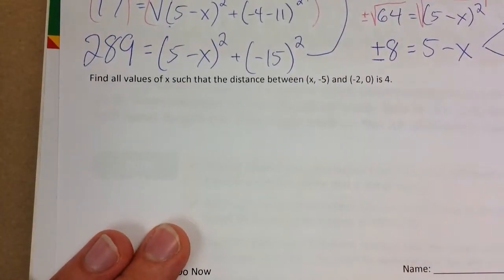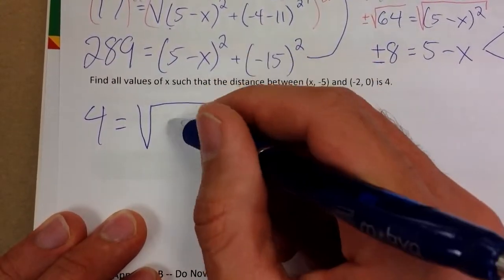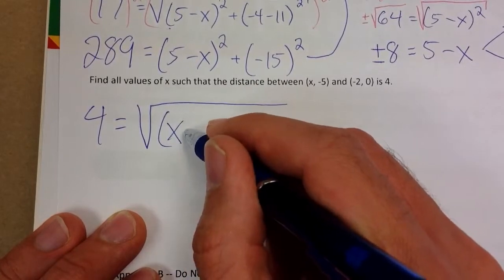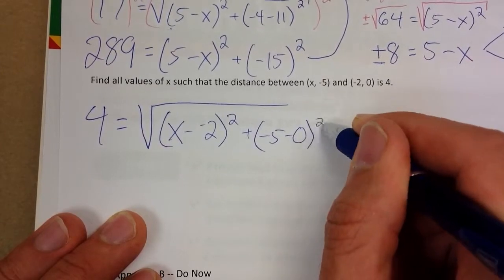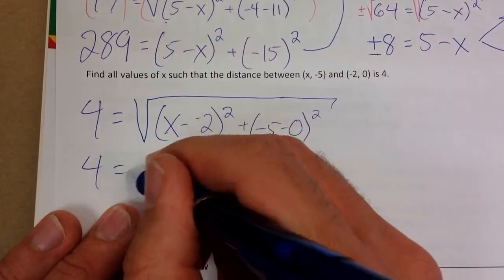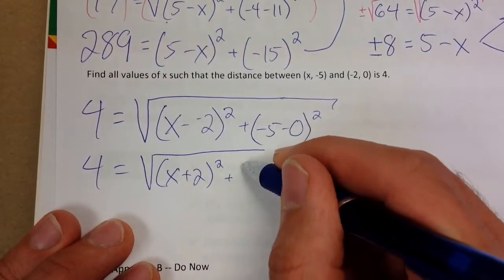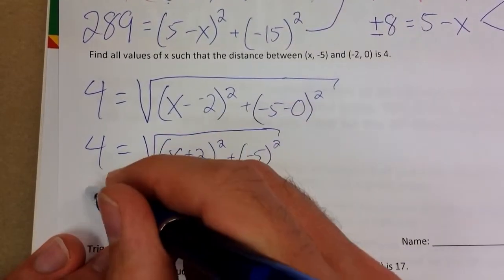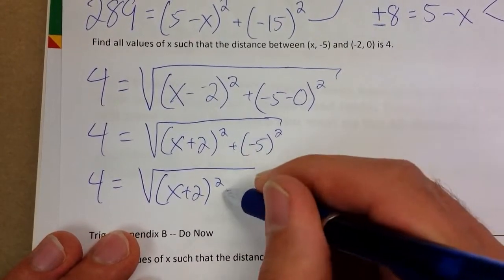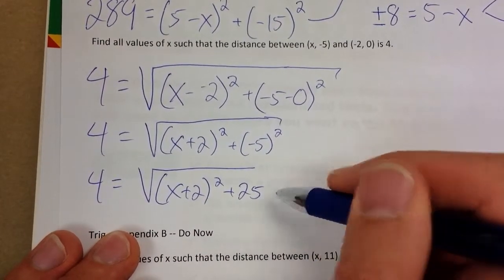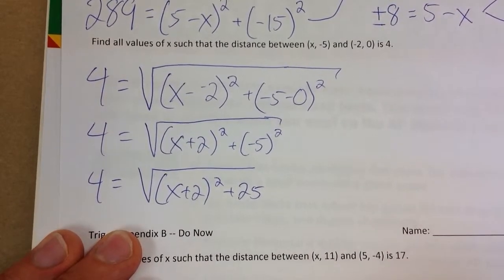Second one, we'll do it in the same way. 4 equals the square root of, you can do x minus negative 2 squared plus negative 5 minus 0 squared. 4 equals the square root of x plus 2 all squared plus negative 5 squared. 4 equals the square root of the quantity x plus 2 squared plus 25. Say again? Isn't it negative 2 minus x? Or does that not? It does not matter. Yep.